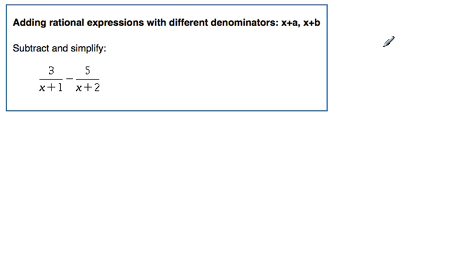Okay, this problem is for Module 8, and we're going to be adding rational expressions with different denominators in the form of x plus a, x plus b. So this problem says to subtract and simplify 3 over x plus 1 minus 5 over x plus 2.